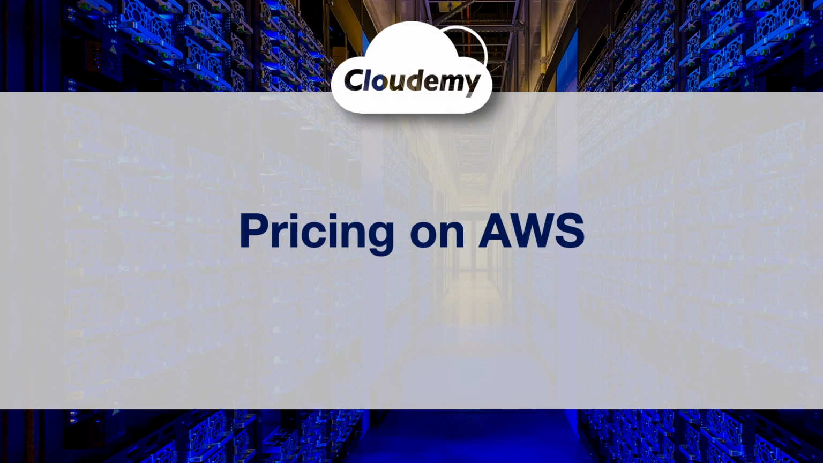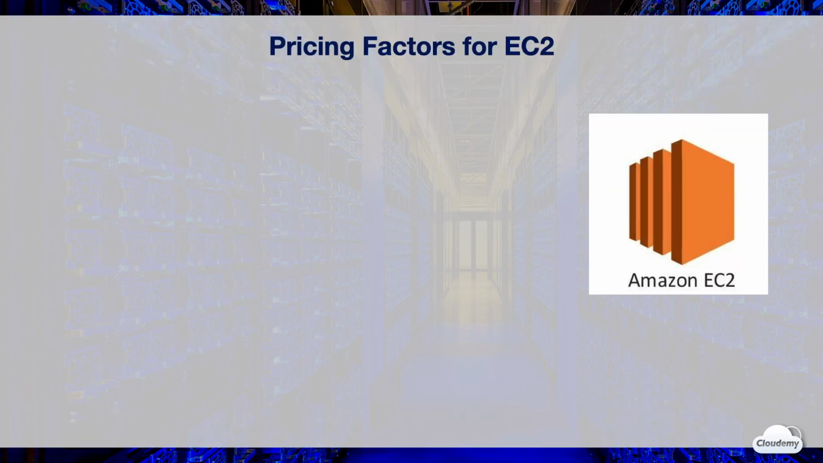In this episode, we're going to look at pricing factors for some core AWS services. Amazon EC2 lets you create and scale virtual servers anytime from anywhere. When you estimate the cost of using EC2, you need to consider the following factors. You are charged based on clock hours of server time. EC2 instances are billed when they are running, from the time instances are launched until they are stopped.